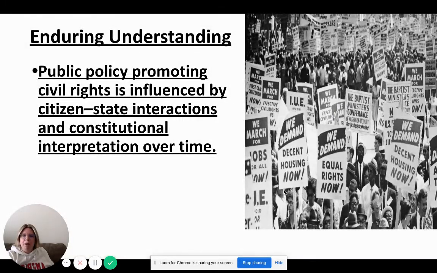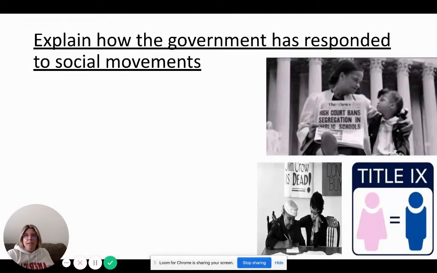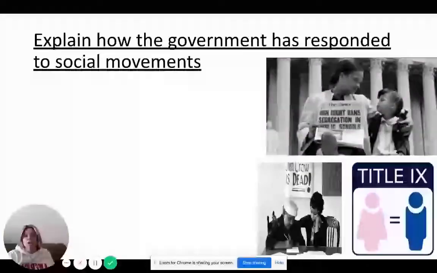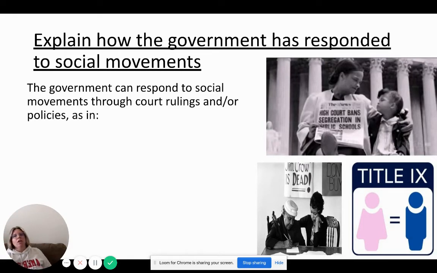Okay. Public policy promoting civil rights is influenced by citizen-state interactions and constitutional interpretations over time, for sure. Just the idea that some of the states were not trying to provide equality, and the federal government had to start stepping in, specifically the South. I'm calling you out, Southern states. They were basically like, yeah, we don't want to protect the rights of the minorities. And the federal government finally had to be like, okay, you need to now. We're going to step in and start doing it, and we'll send troops down there if we've got to enforce this stuff. So explain how the government has responded to social movements.